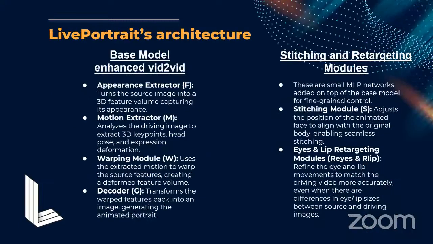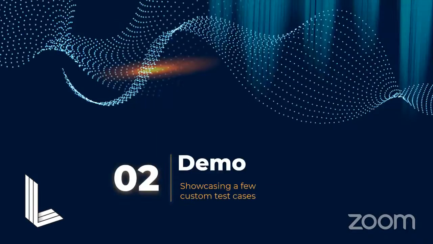We have the base model and the stitching and retargeting models. So the base model is taken as the vid to vid. It has appearance extractor, motion extractor, warping module, and decoder. All these components are taken from the base model. And the thing that was enhanced is the addition of the stitching and eyes and lip retargeting models that provide us with more control over the model. So we will come back to that in the examples. So let's take a look at the demo.